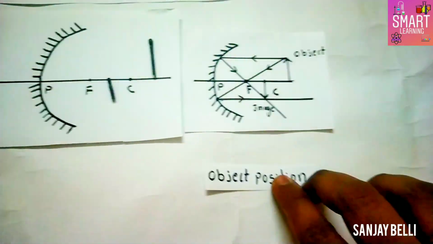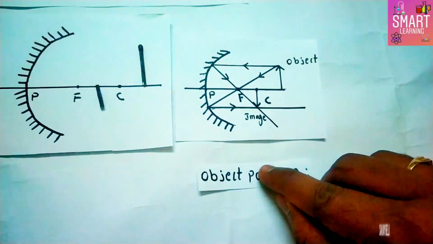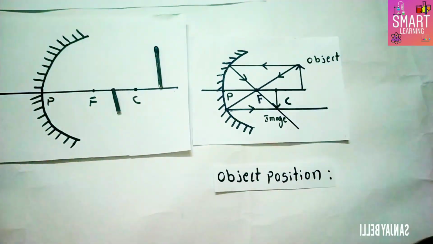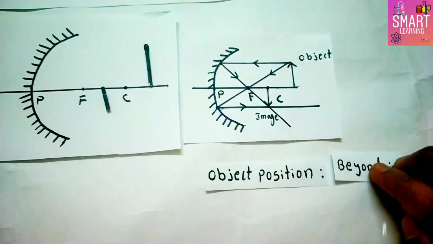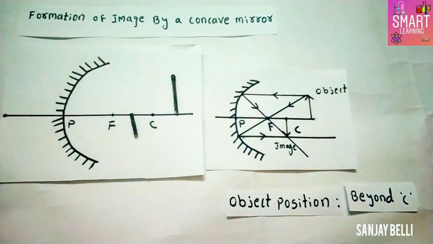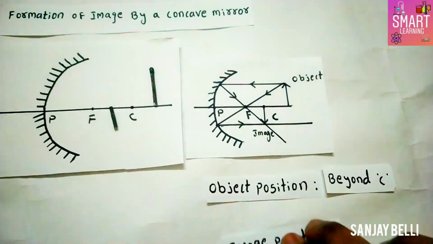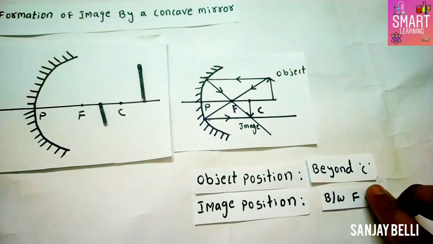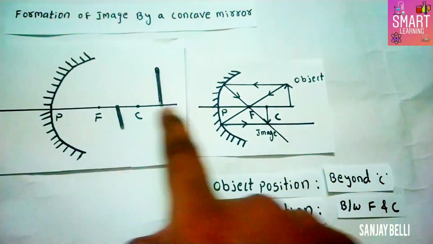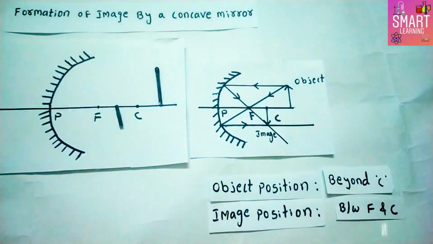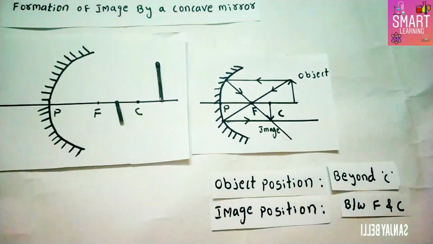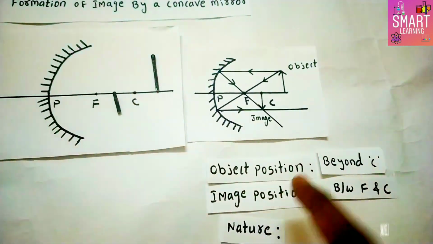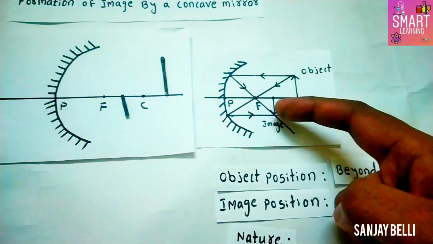Now here you can see an object. Where is the object position? That is beyond C. Right, an object is placed beyond C. What about the image position? The image position is between F and C. Here you can see the image is obtained between F and C. What about its nature? That means what type of image is it? It is real and inverted.